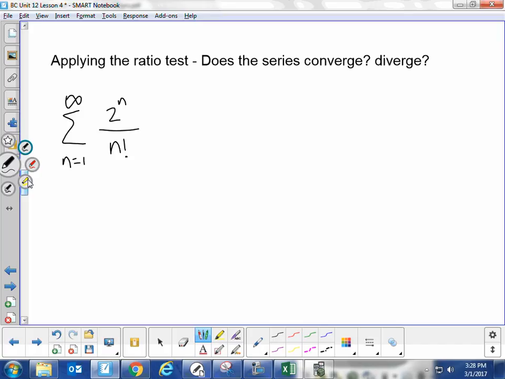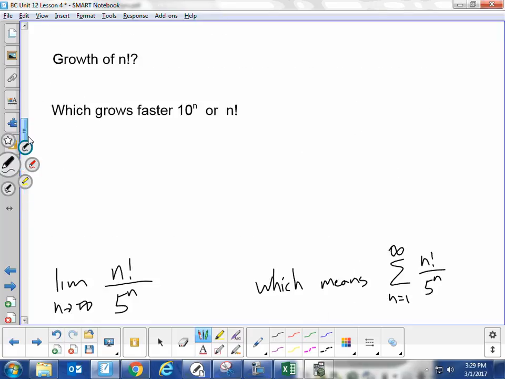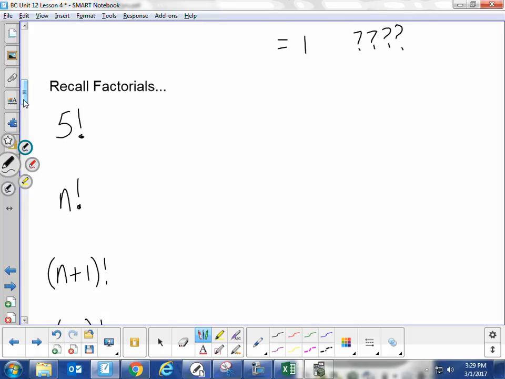But we have this factorial. And my first question really is, what is this? Is this even equal to 0? I don't know. So let's review factorials a little bit, talk about the growth rates of factorials before we tackle this series and whether or not it converges. Okay, so let's recall factorial.